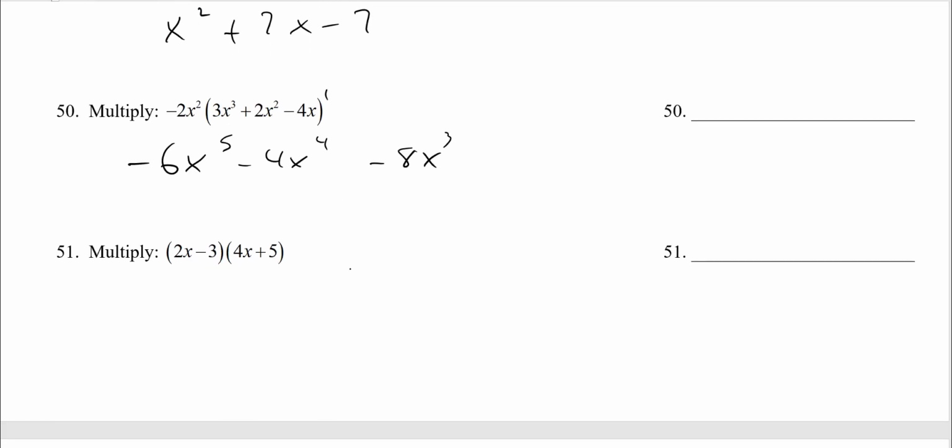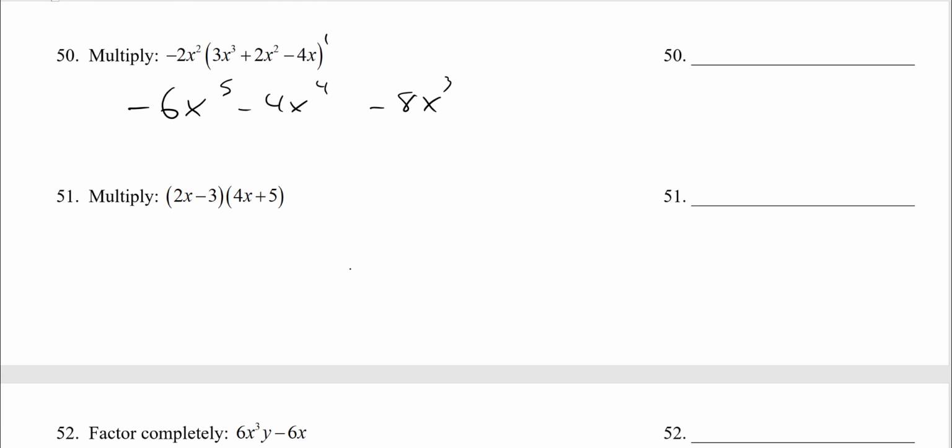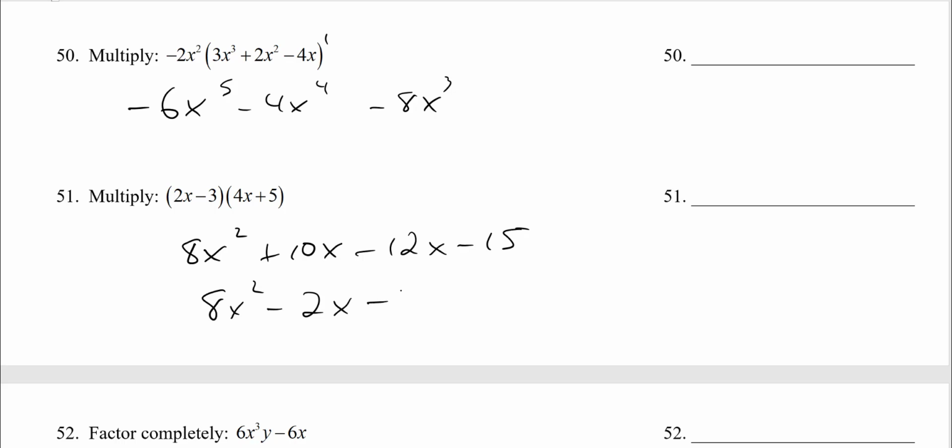Okay? Multiply. Remember, this is FOIL. So 2x times 4x is 8x squared. 2x times 5 is 10x. Negative 3 times 4x is negative 12x. And negative 3 times 5 is negative 15. Right? And then you got to combine like terms. So then we get 8x squared, 10x minus 12x is negative 2x, minus 15.